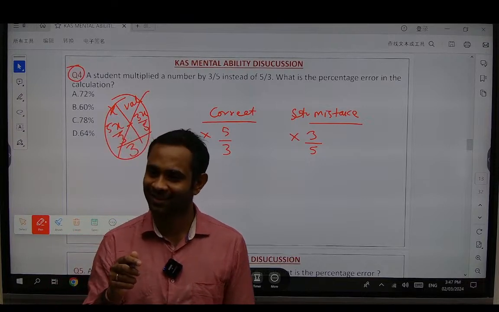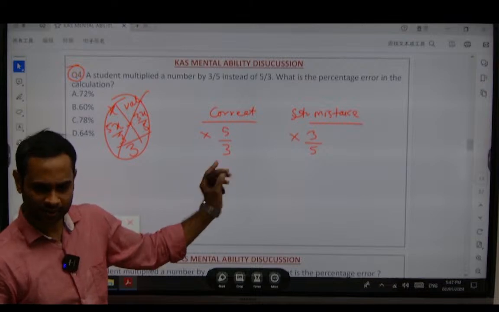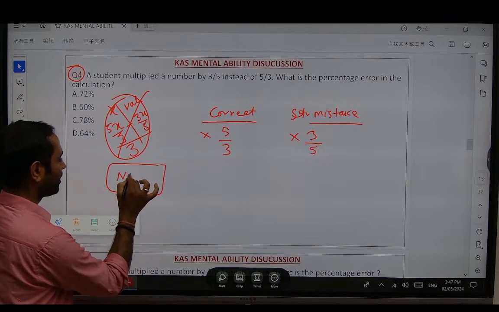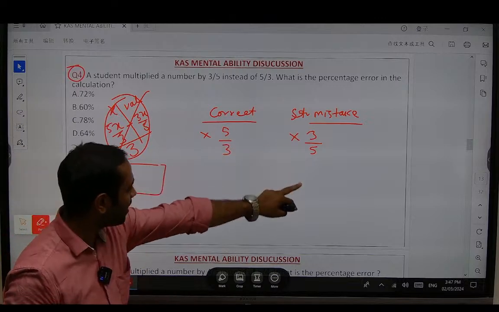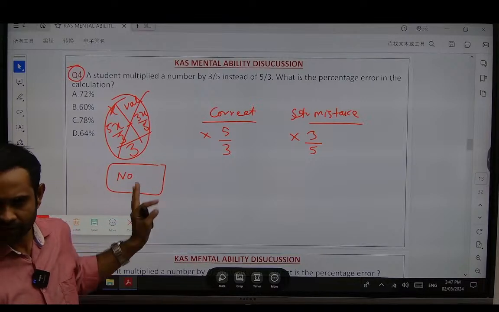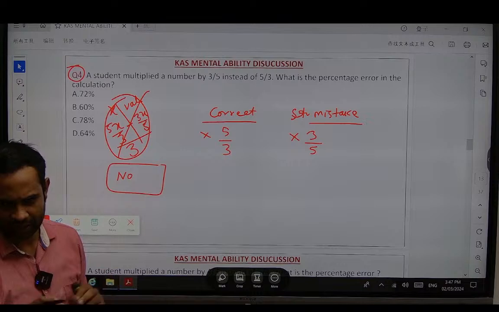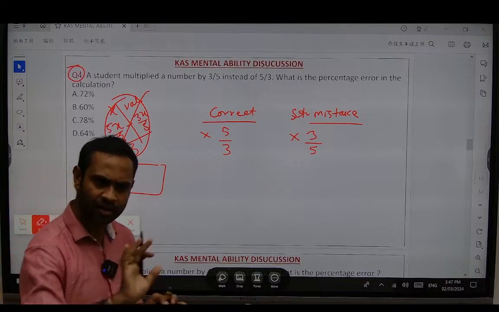common sense. If you use 100 here, I am going to assume a number, and that number we don't know. A student multiplied a number with 3 by 5 instead of 5 by 3. That number we don't know, and we have to tell the error percentage. So that number we basically assume as x. Okay, I said don't assume x.